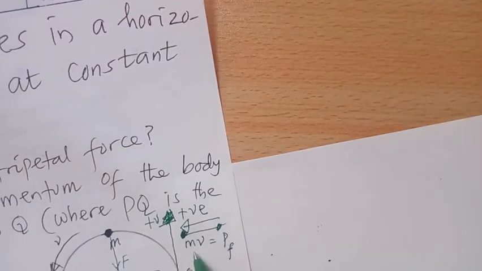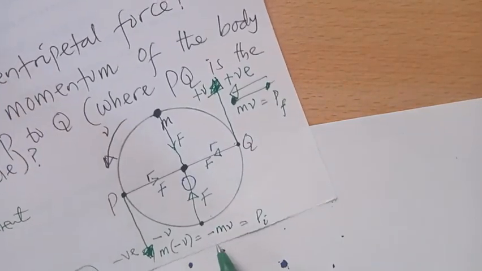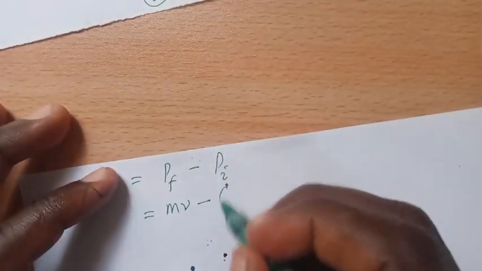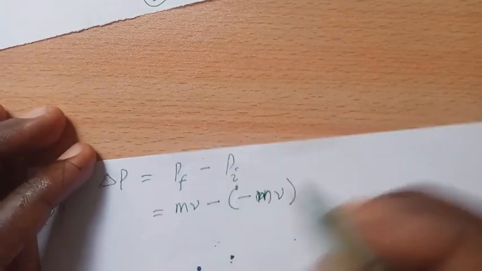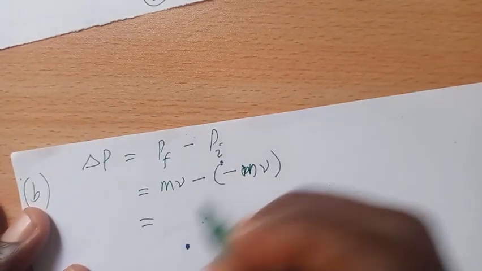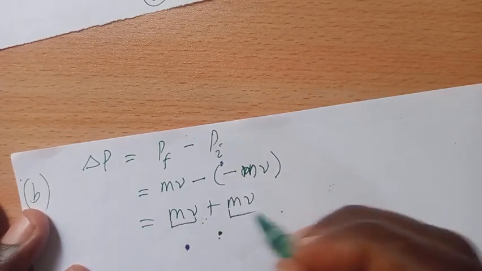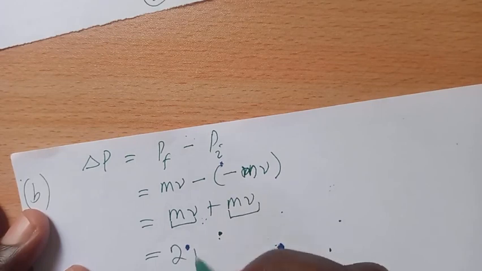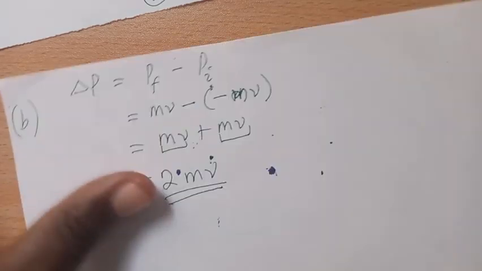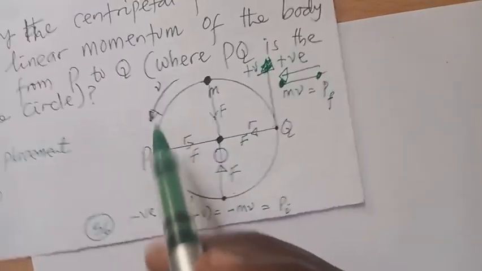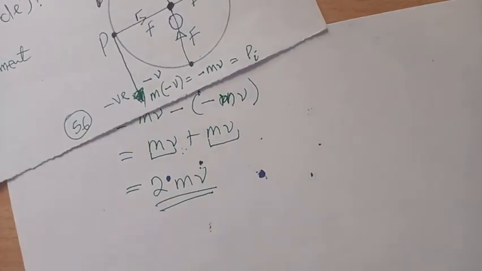P final is mv, so this is mv minus P initial, and our P initial is negative mv. So we open a bracket and put negative mv, close bracket. Negative negative will yield positive, so mv plus mv. We have two identical terms, so we take one and multiply it by 2, giving 2mv. So the change in momentum of the body as it moves from P to Q is 2mv. This is the change in momentum of the body.